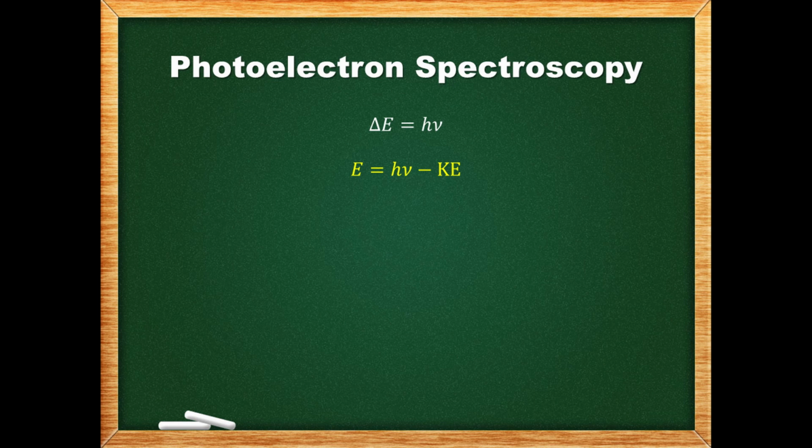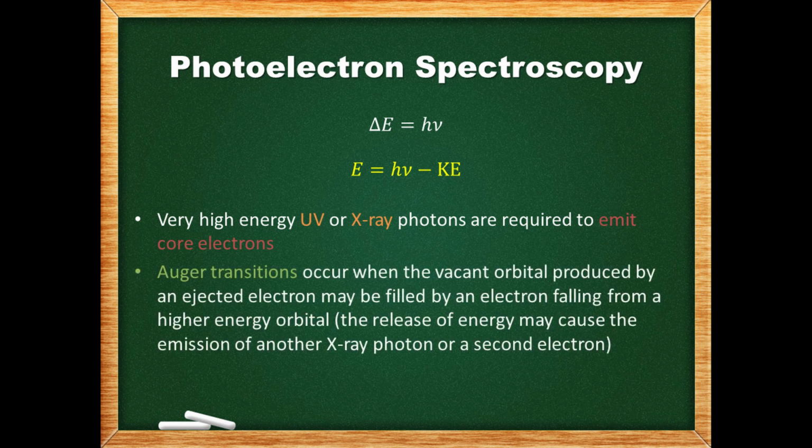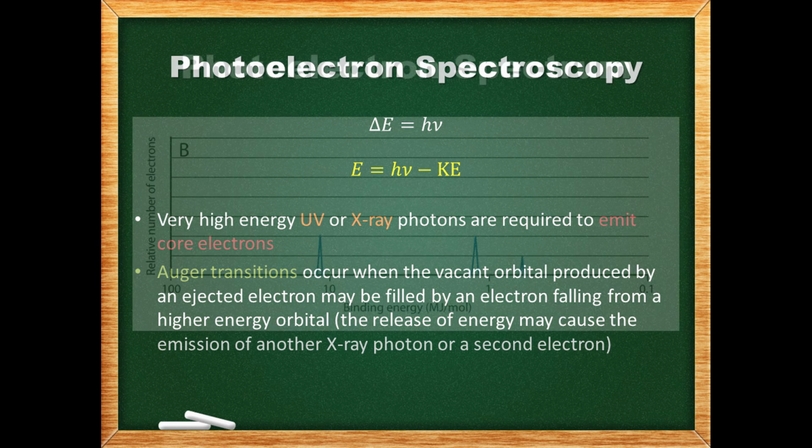This is virtually identical to the one used to determine the first ionization energy of an atom, except that very high energy UV or X-ray photons are required to emit core electrons. Occasionally, the vacant orbital produced by an ejected electron may be filled by an electron falling from a higher energy orbital. The energy from such a fall may cause the emission of another X-ray photon, or it could be absorbed to cause the emission of a second electron. These are called Auger transitions and require a more complicated calculation.